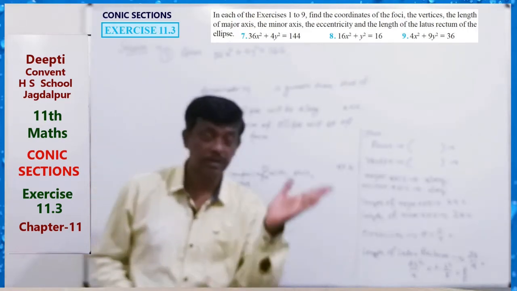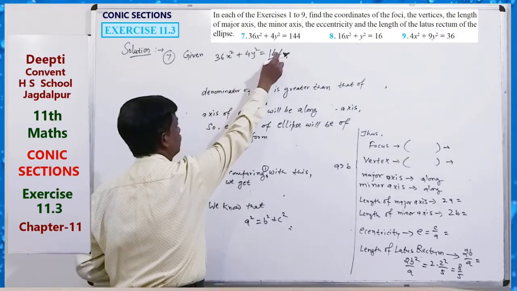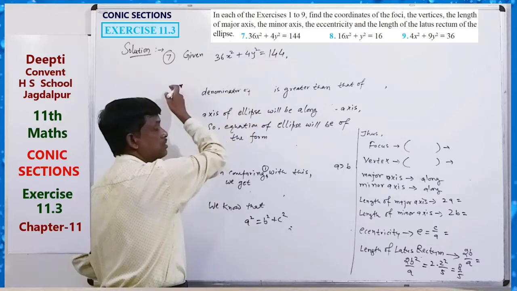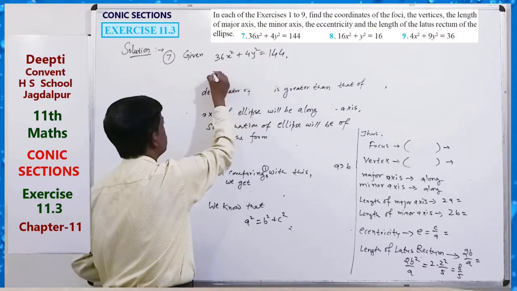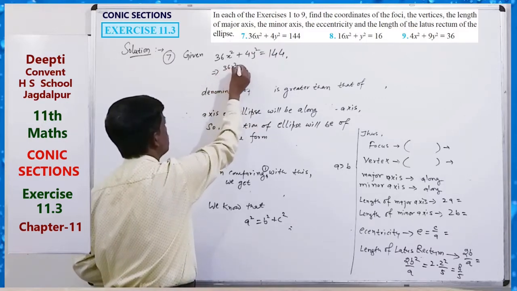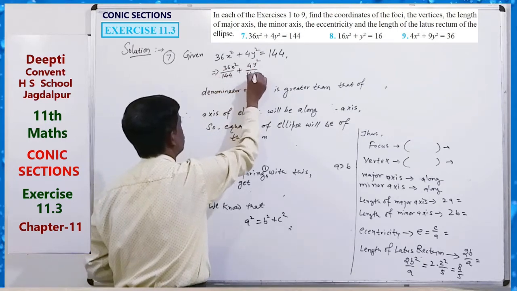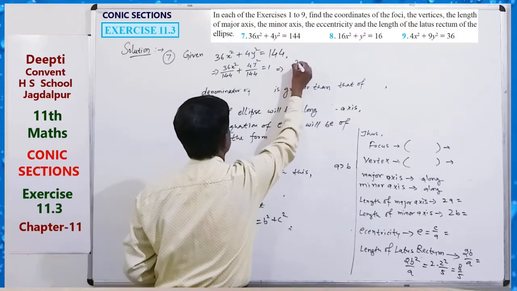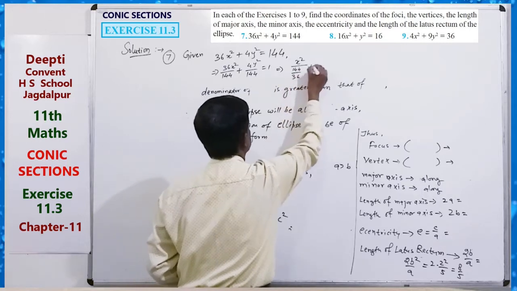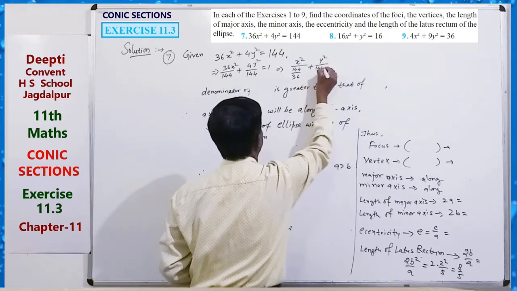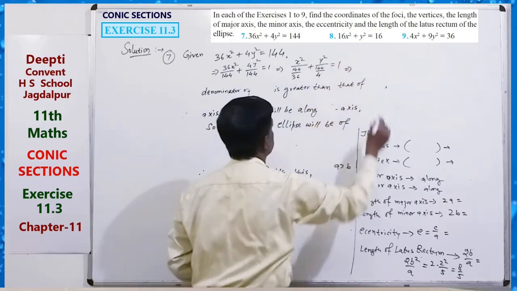A standard form has 1 on the right side. So to make it 1, we divide both sides by 144. Here we can write 36x square upon 144 plus 4y square upon 144 equals 1. It can be written as x square upon 144 upon 36 plus y square upon 144 upon 4 equals 1.